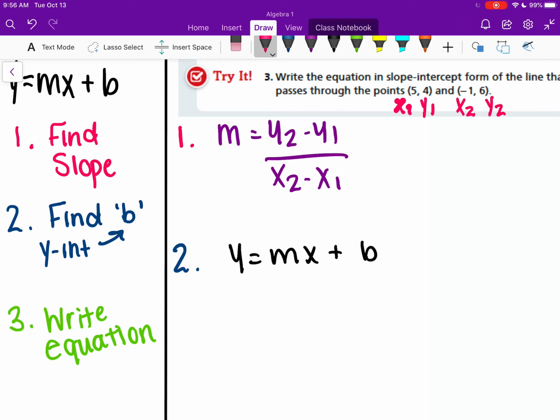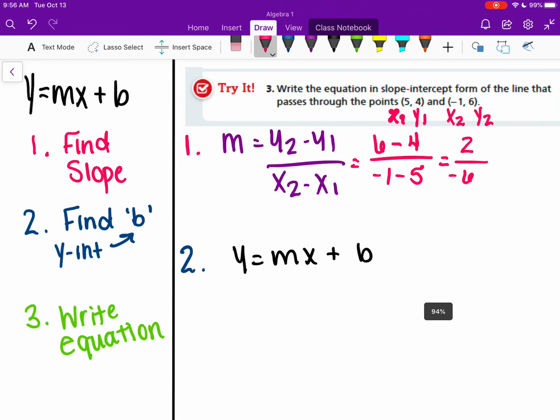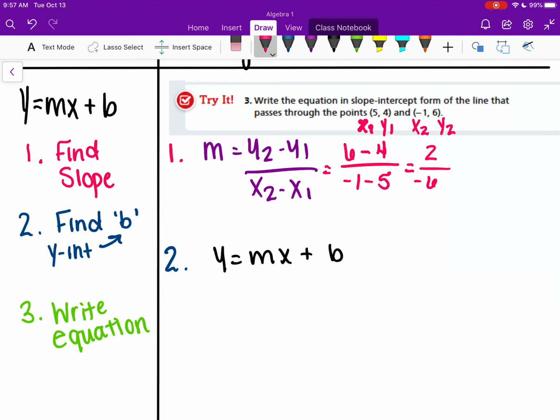Let's substitute those values in to find this slope. y2 is 6, minus y1 is 4. x2 is -1, minus x1 is 5. We do those calculations. 6 minus 4 is 2. -1 minus 5 is -6. And what do we see here? We see 2 over -6. I see that I can simplify that. I can divide both of that by 2, and I can simplify that fraction to be -1/3. And that's going to be my m.